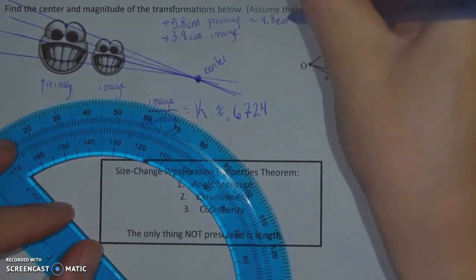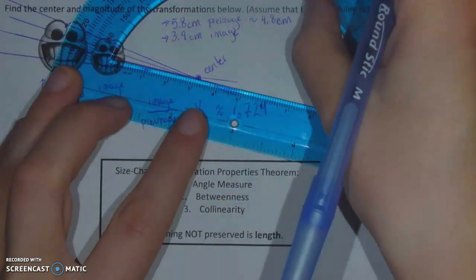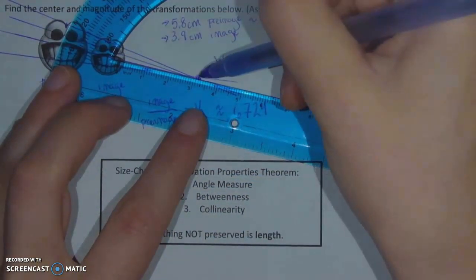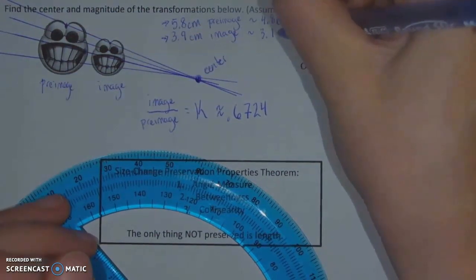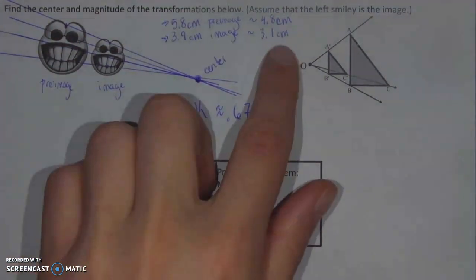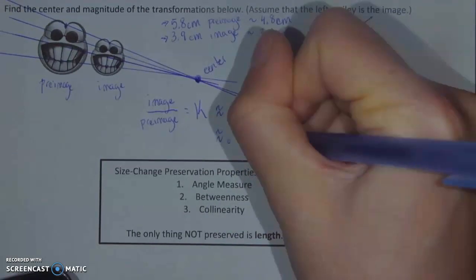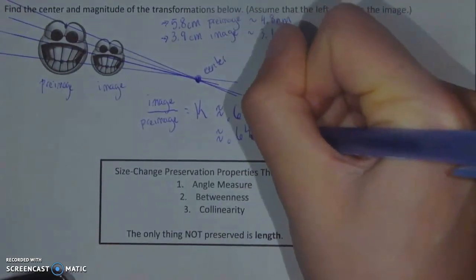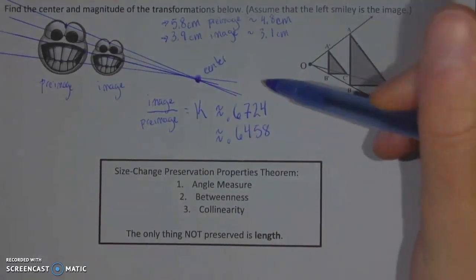And again, I'm careful that I know I'm dealing with the pre-image and not the image. And over here, I should have an answer close to that. I've got like 3.1-ish. And dividing my image by my pre-image, I'm going to take 3.1 divided by 4.8, giving me another answer, which is about 0.6458. The more of these that you get, the more accurate your final result will be.